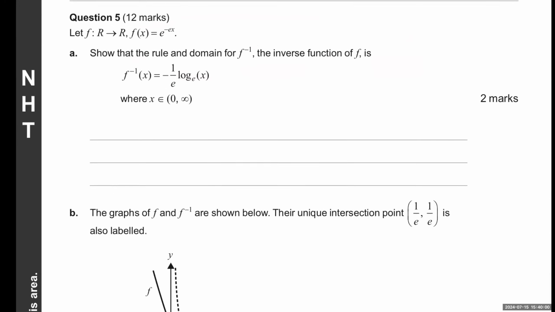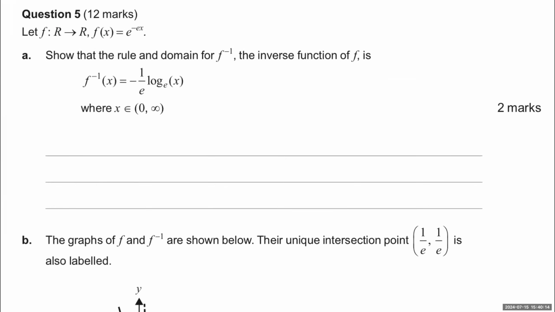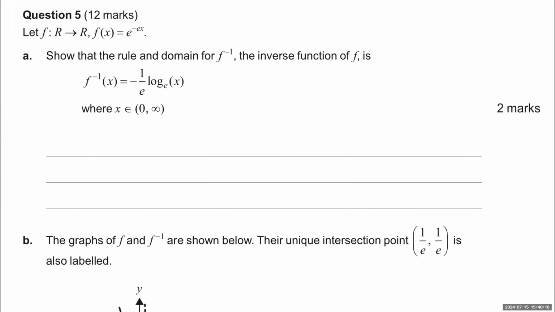All right. Question 5, 12 marks. f of x is e to the power negative ex. Show that the rule and the domain for f inverse, the inverse function of f, is given by this thing, where x is a positive real number. Right. This is a show that.